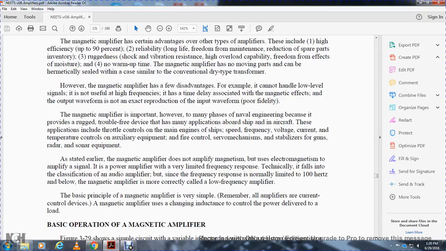The magnetic amplifier is important, however, to naval engineering because it provides a rugged, trouble-free device. It has many applications aboard ships and aircraft. The applications include throttle control of the main engine, shaft speed, frequency, voltage, current, and temperature control of auxiliary equipment, fire control, servo mechanisms, stabilizers of the guns, radar, and sonar equipment.